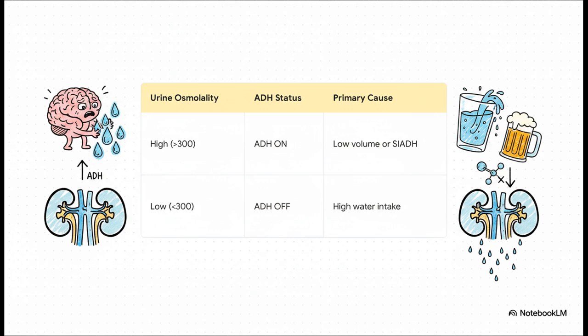And this brings us to our first major diagnostic fork in the road. On one side, a high urine osmolality, anything over 300, tells us ADH is actively turned on. The brain is either appropriately or inappropriately hoarding water. But on the other side, a low urine osmolality tells us ADH is turned off. The kidneys are desperately trying to excrete water because the patient is simply drinking way too much, like what we see in primary polydipsia or beer potomania.